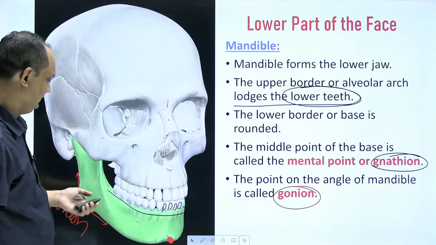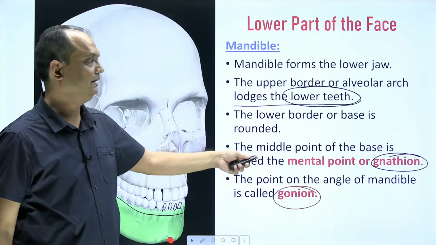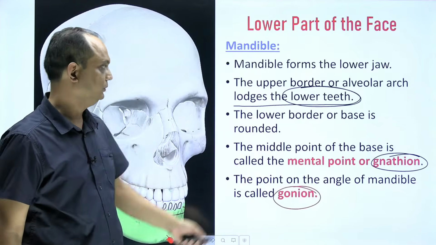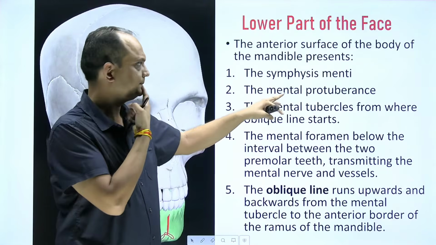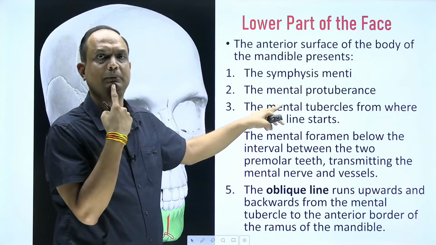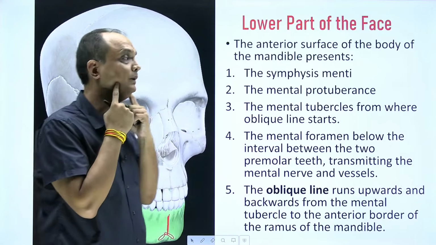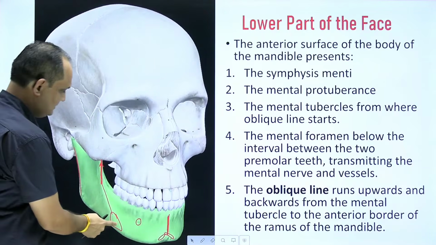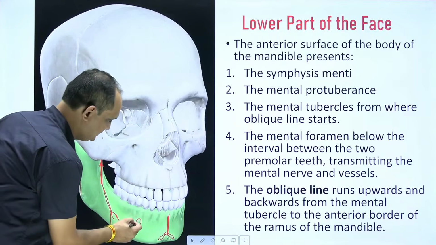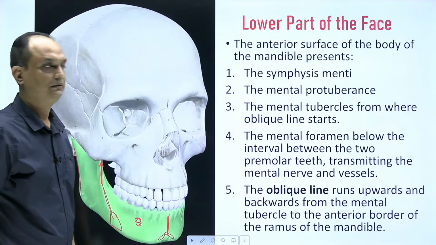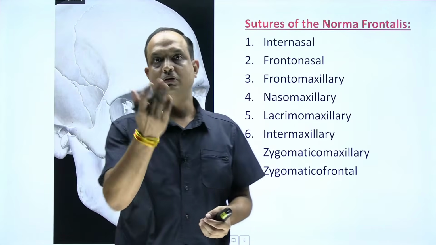So on the mandible, what are the features you are going to see? You are going to see the mental point or the gnathion. You will have the gonion. Then you will see the symphysis menti, which is a midline structure. Below that you will have the mental tubercle. Then you will have the mental protuberance. Then you will have the mental tubercles. From the mental tubercles, you will have the origin of the oblique line, and a very important feature is the mental foramen. Clear? Now what are the sutures which we are able to see on the Norma Frontalis?